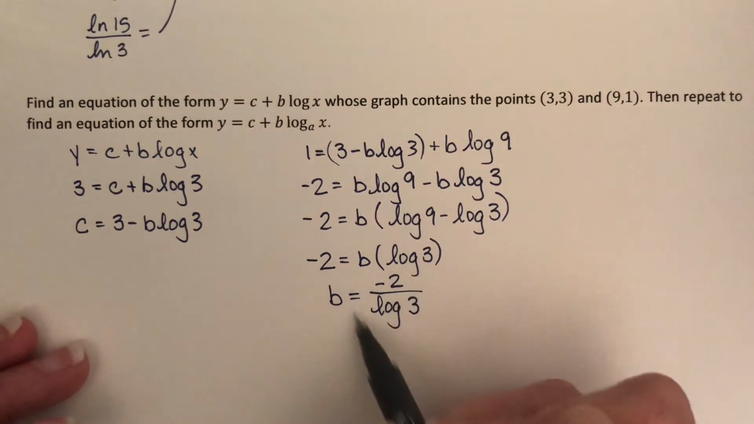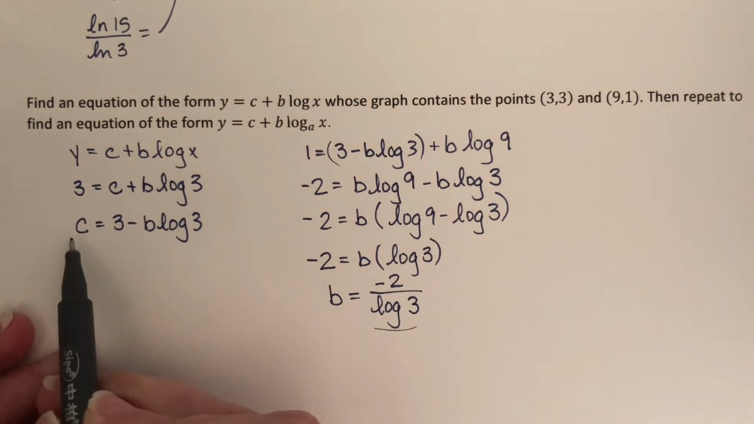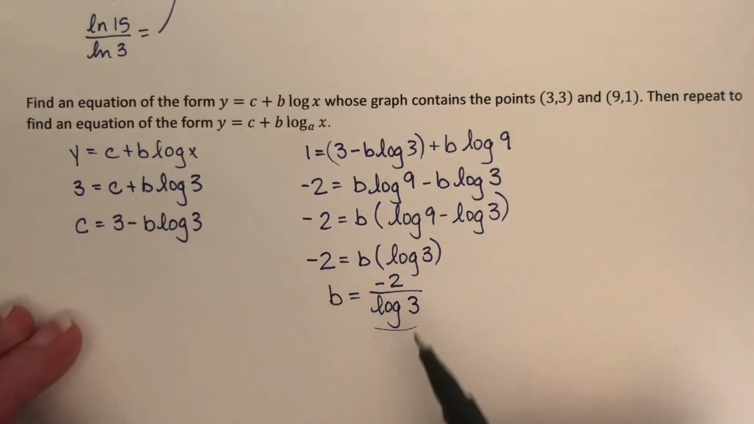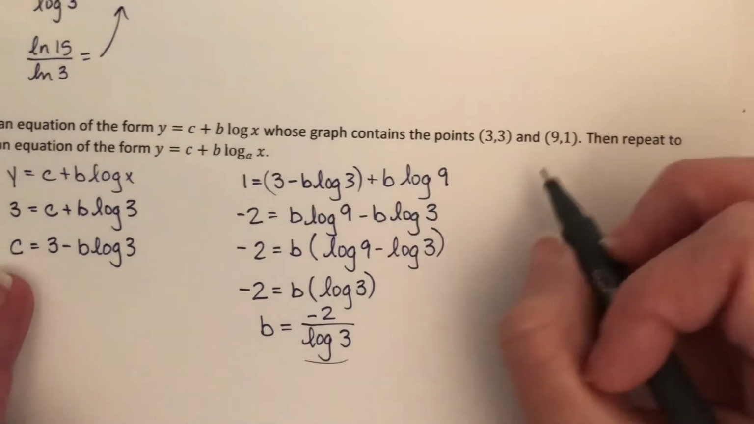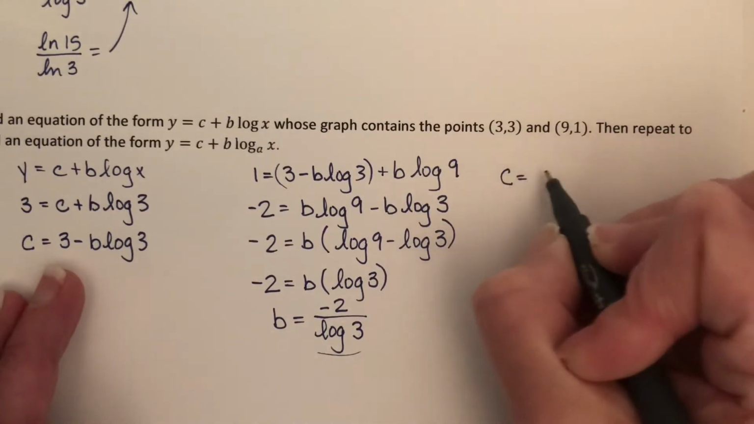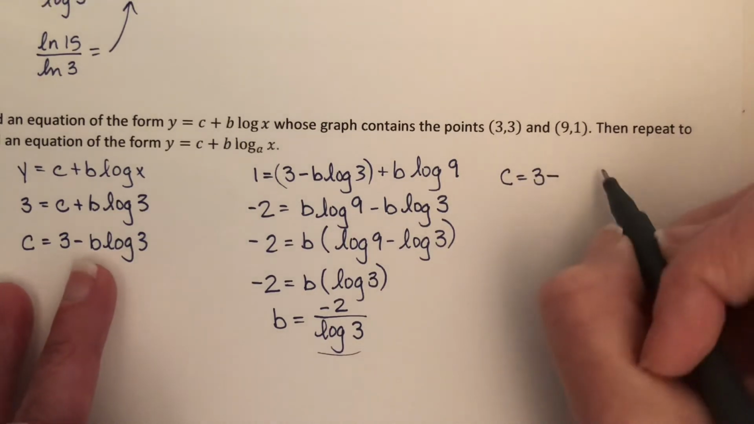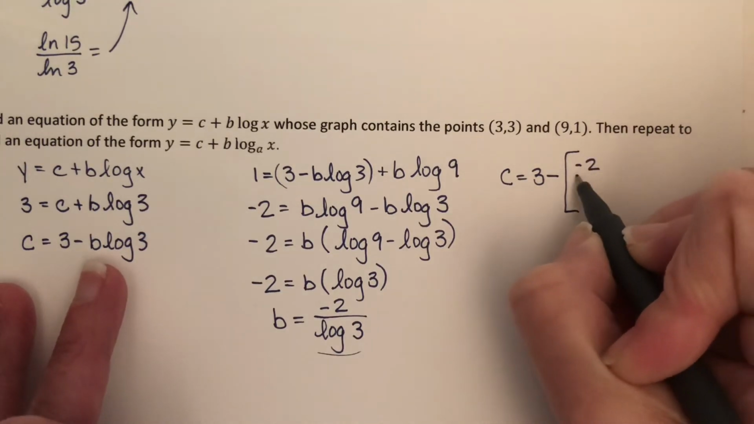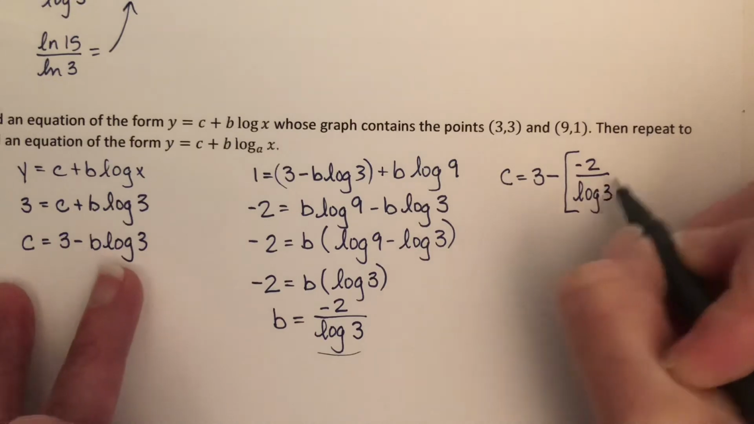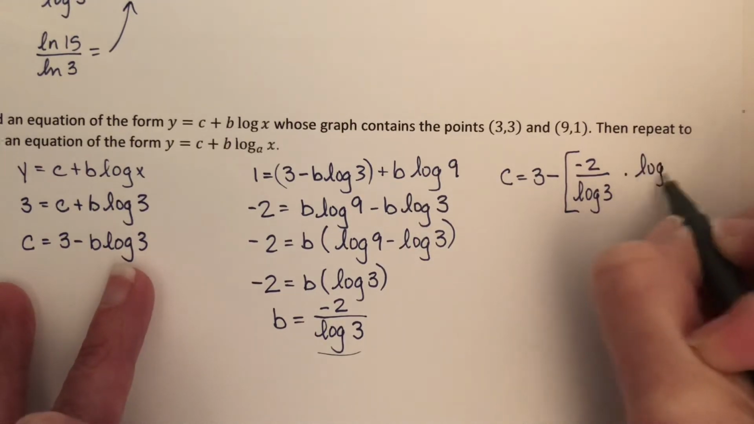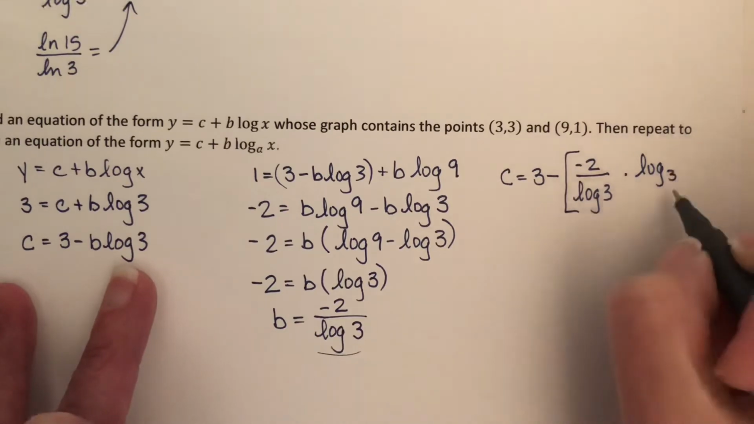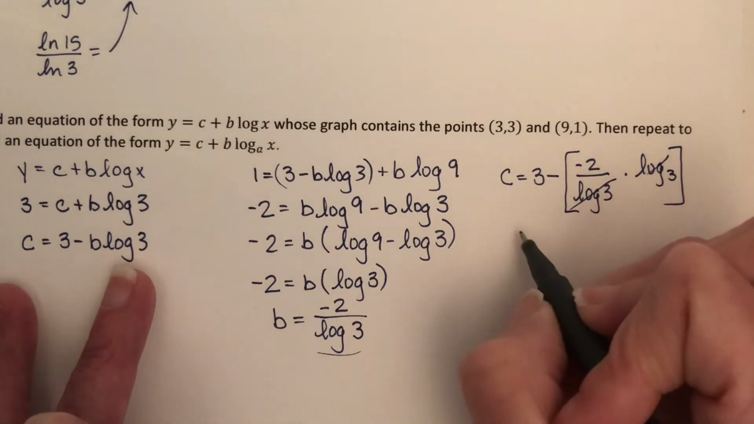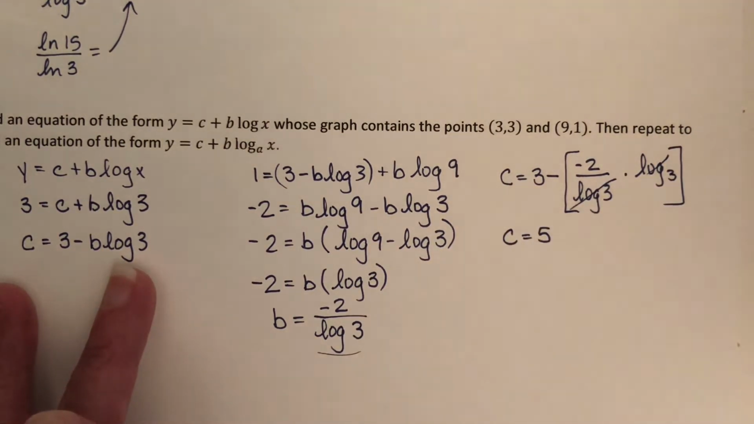Okay, so now I have a full number for b, but my c value is still defined in terms of b. So I need to get a better version of c. So I'm going to take this and plug it in right here. I get c is equal to 3 minus, and I'm just going to put this in brackets so that it's easier to see what's going on here, negative 2 over log of 3 times log of 3. That should not look like a base. Sorry about that. Either way, these cancel out. You get c is equal to 5.